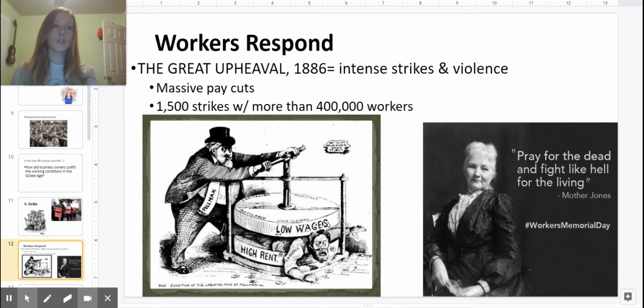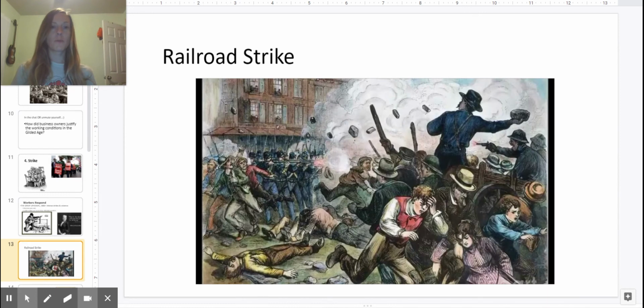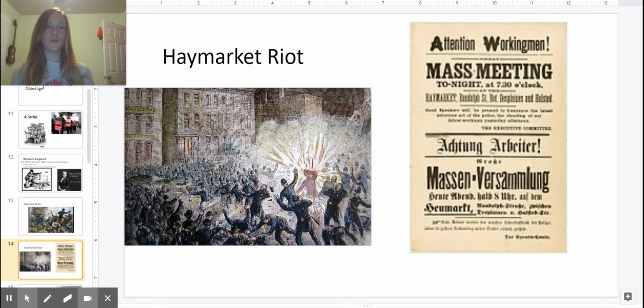And so workers from across the nation are going to protest. They're going to protest against low pay. And the response of the businesses is going to actually be to have massive pay cuts. And so they are going to retaliate against the workers. And so there's going to be railroad strikes. One specific strike is going to happen, and it's called the Haymarket Riot.